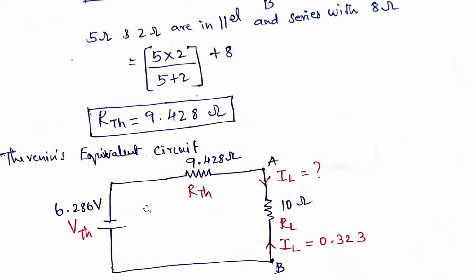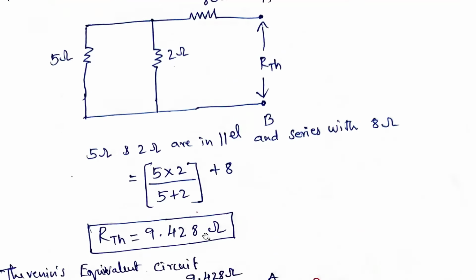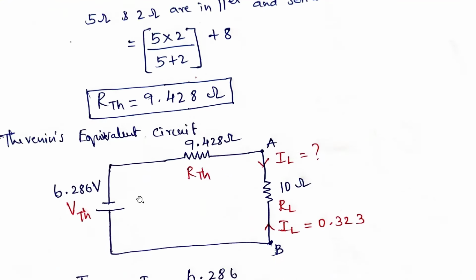Next we need to draw the Thevenin equivalent circuit. Usually we draw the positive terminal here and the negative terminal here. But the Thevenin voltage we got is negative, so I have reversed the terminals: minus, plus, 6.286 volts. If you reverse the terminal, you need to take plus 6.286 volts. If you always draw positive and negative the usual way, you can put minus here. Nothing wrong with that. As per the terminal, I reversed this terminal.